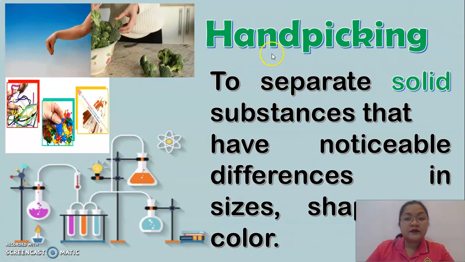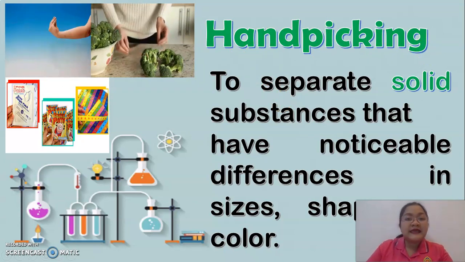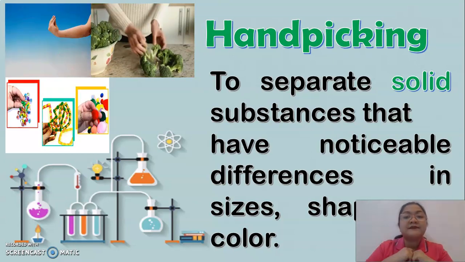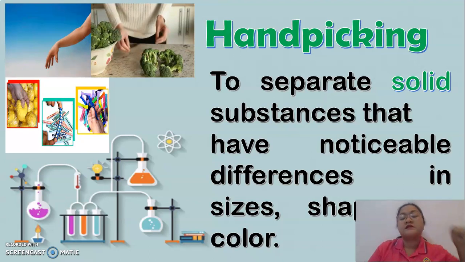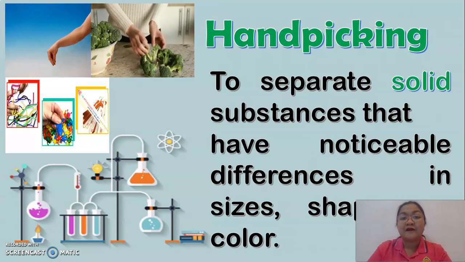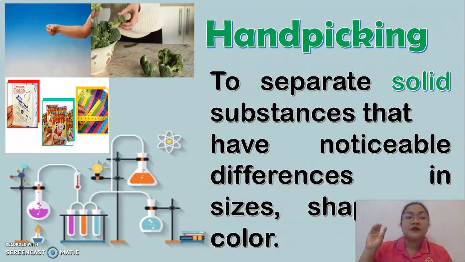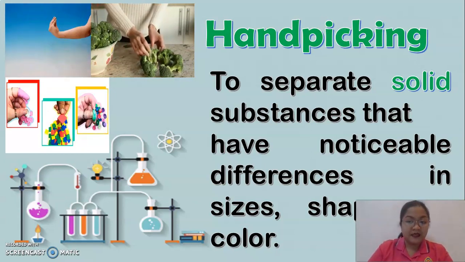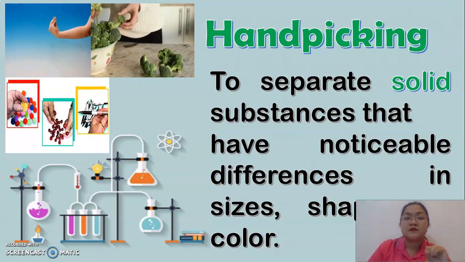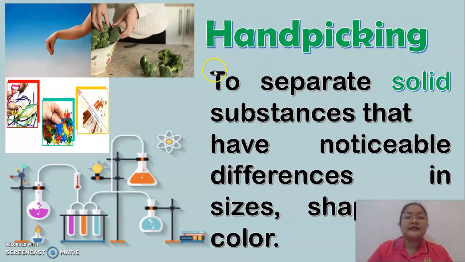Number one, we have hand picking. When we say hand picking, basically you're going to use your hands. If the mixture has different size, shape, and color, and is big enough to be held by your hands, you can use hand picking. For example, you want to separate toys, vegetables, or your things. You can use hand picking.